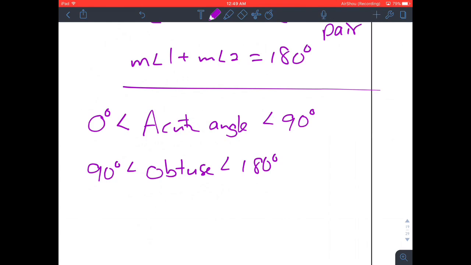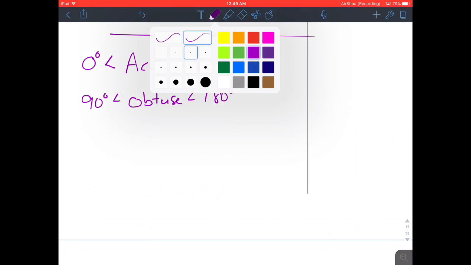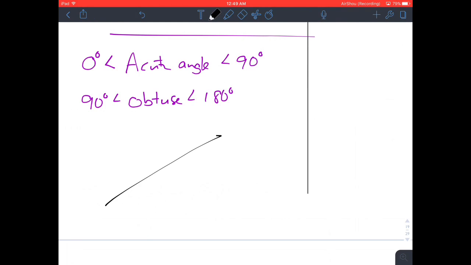Let's talk about vertical pairs, vertical angles. So if you have two lines that intersect each other, like so, it's going to make 4 angles. We talked about linear pair a second ago. Angles 1 and 2 are a linear pair. Angles 2 and 3 are a linear pair. Angles 3 and 4 are a linear pair. Angles 1 and 4 are a linear pair. Two angles who are not adjacent to each other, like 1 and 3, those are called vertical angles. Also, angles 4 and 2 are vertical angles.